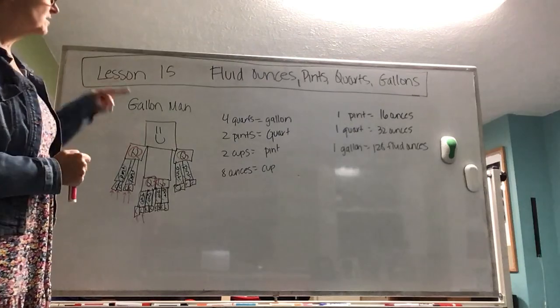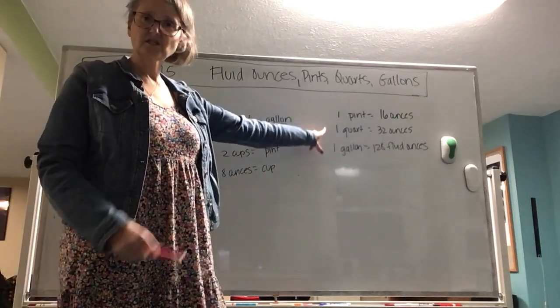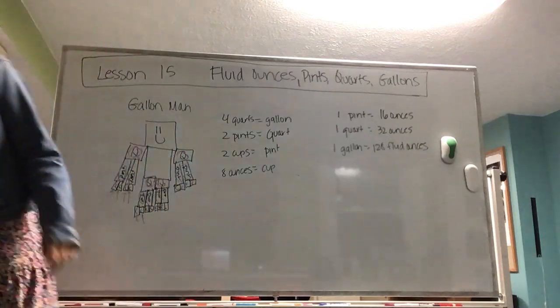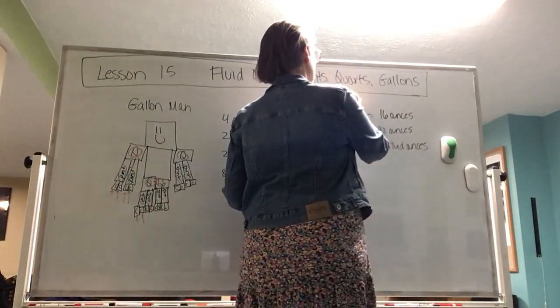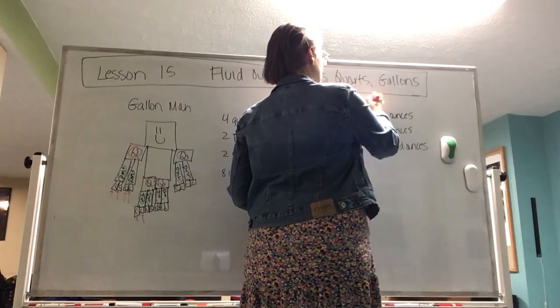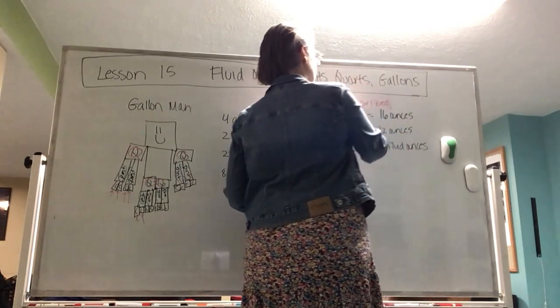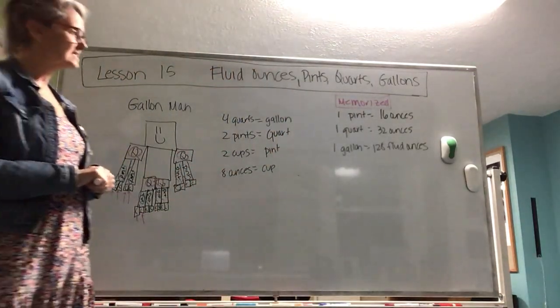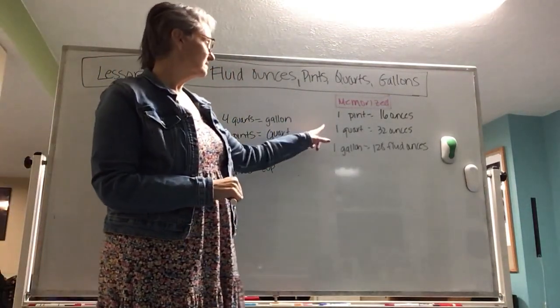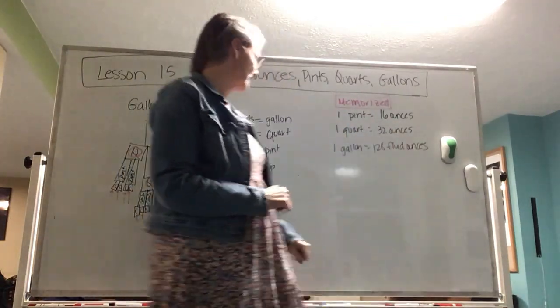The new ones we're going to learn today are over on this side, outlined in your book on page 62, and you need to memorize these. I know you guys love to memorize. 1 pint equals 16 ounces, 1 quart equals 32 ounces, and 1 gallon is 128 fluid ounces.